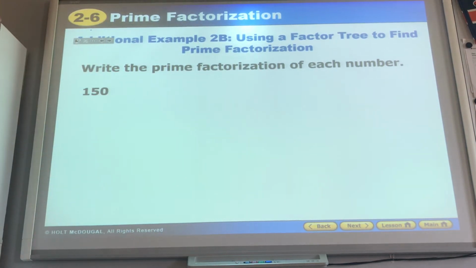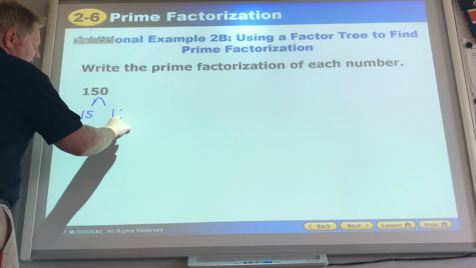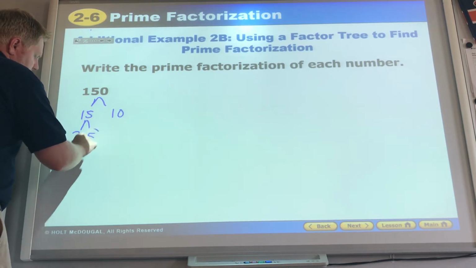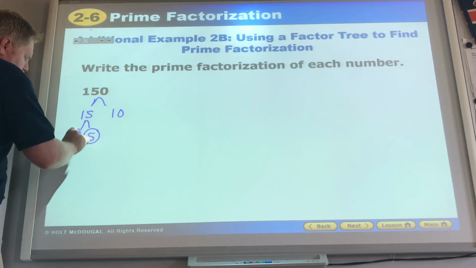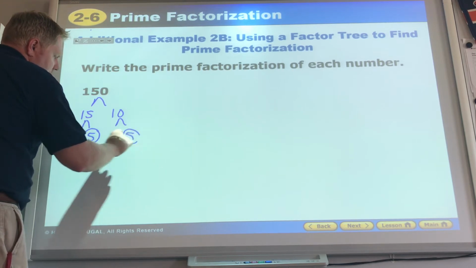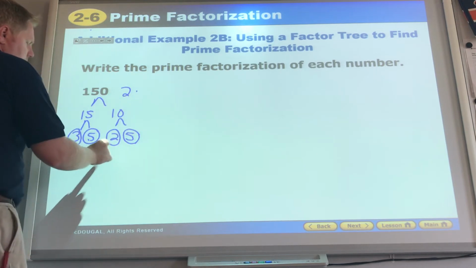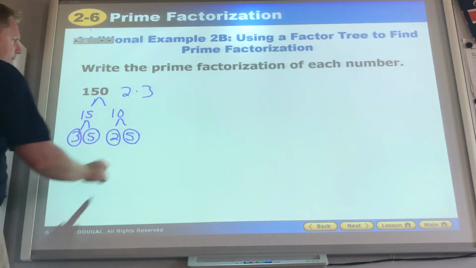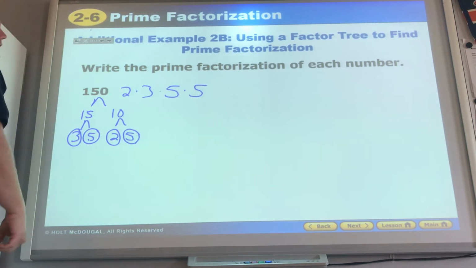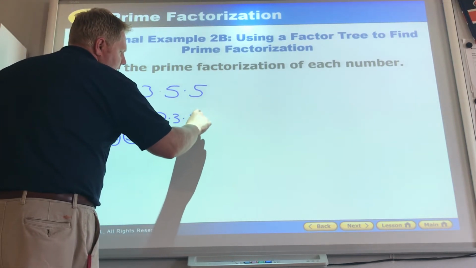Okay? 150. On this one, I like to use 15 times 10 because it gets it down there quick. Then I can use 3 times 5. Circle the 5, it's prime. Circle the 3, it's prime. 2 times 5. Circle the 5, circle the 2, they're both prime. That means it's 2 times 3 times 5 times 5. Or they could say 2 times 3 times 5 squared.